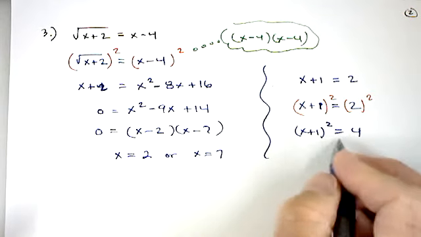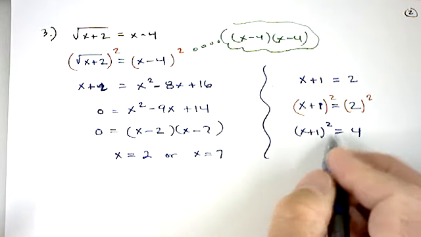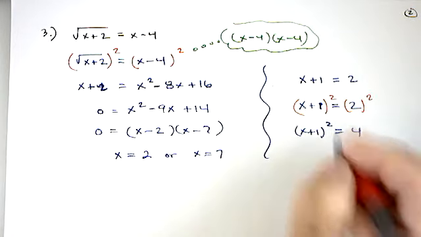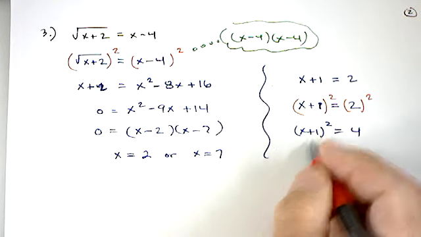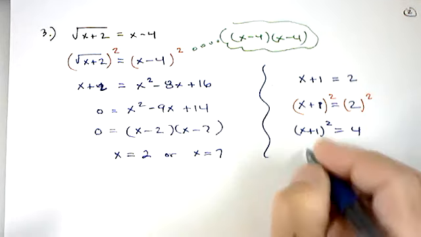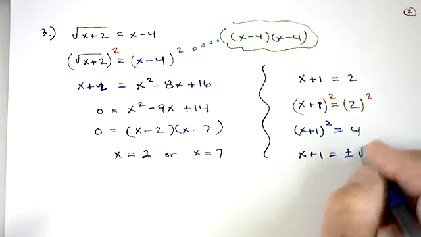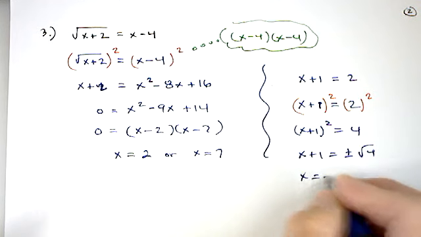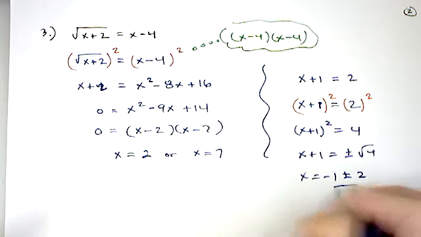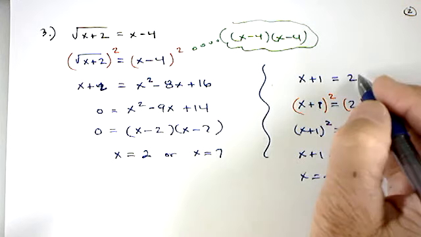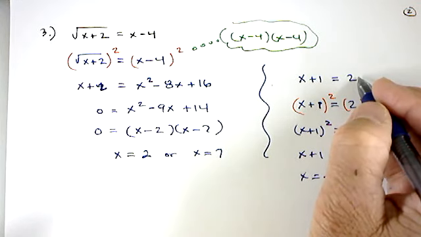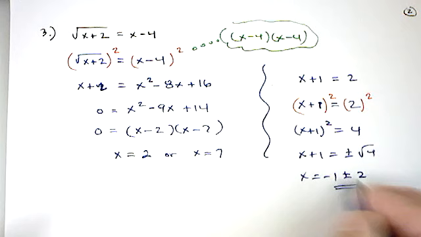How many solutions are there to this equation? Hopefully you see there's 2, right? Because if I had this equation, then I would take the square root of both sides. I would end up with x plus 1 equals plus or minus the square root of 4. X would equal -1 plus or minus 2. There's going to be 2 answers there. But the original equation only had one answer. So it would only be one of these.